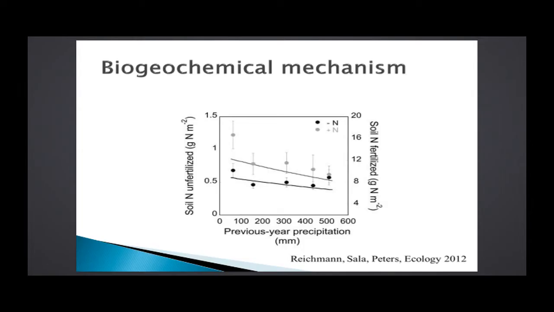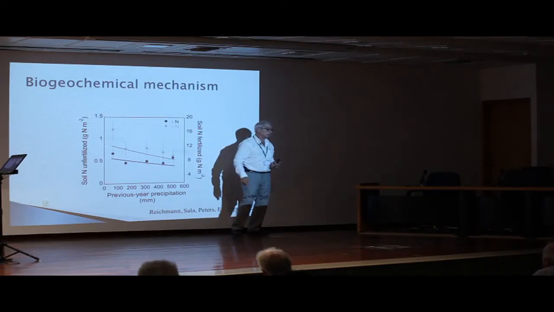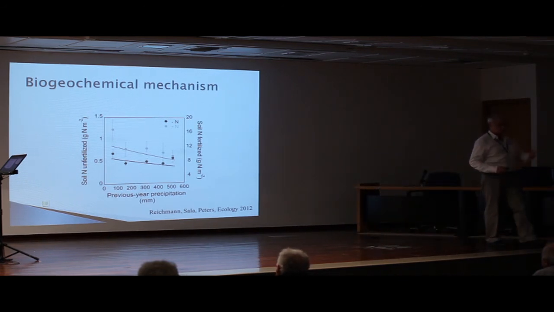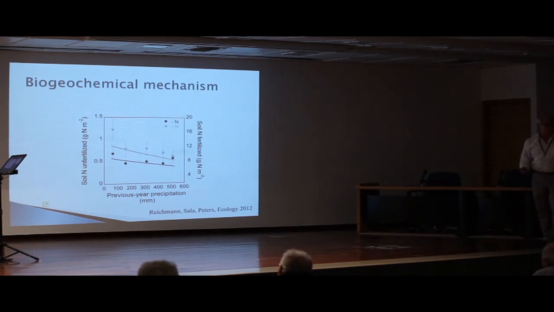We did that water treatment, but we crossed it with a fertilization treatment. So we have previous year precipitation and soil nitrogen in the unfertilized and in the fertilized. You see the quite different order of magnitude for the axis for the fertilized and the non-fertilized. So we put the nitrogen in, the soil became richer, but it didn't affect the magnitude of the legacies, correct?